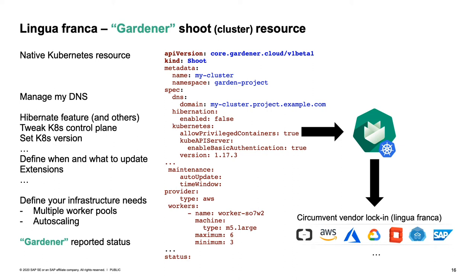So the lingua franca for Gardener is the Shoot cluster resource. So internally in Gardener, everything is API based, and we're using the Kubernetes means to define those APIs. And for a cluster, that is the Shoot kind cluster resource. So here we define a name, a project that the cluster is running in. We're defining a DNS name, my-cluster.project.example.com, where all the services will be visible. We define a hibernation schedule. We define several options to configure Kubernetes. We can define a maintenance window for our users when we automatically update Kubernetes or the operating system. We define a provider, which can be one out of the many we support. And we define worker pools. And those can be different worker pools, like for CPU optimized, memory optimized, or GPU workloads.